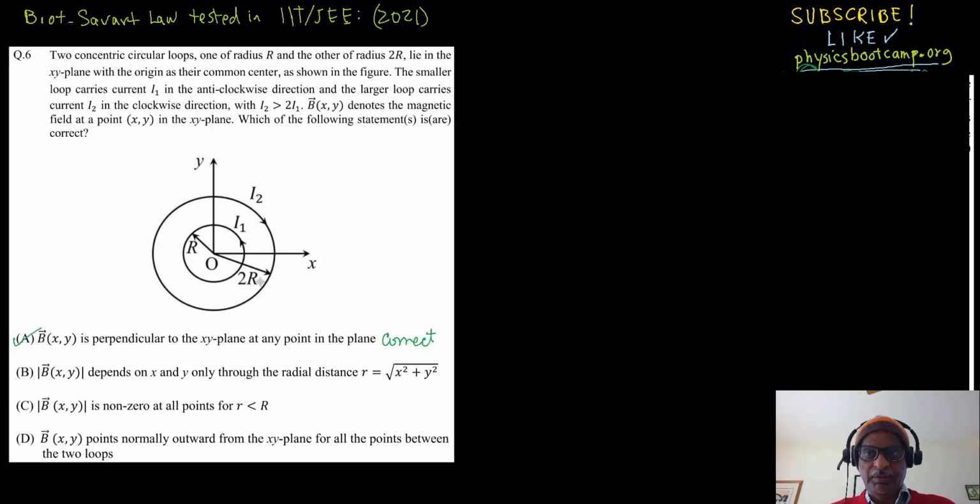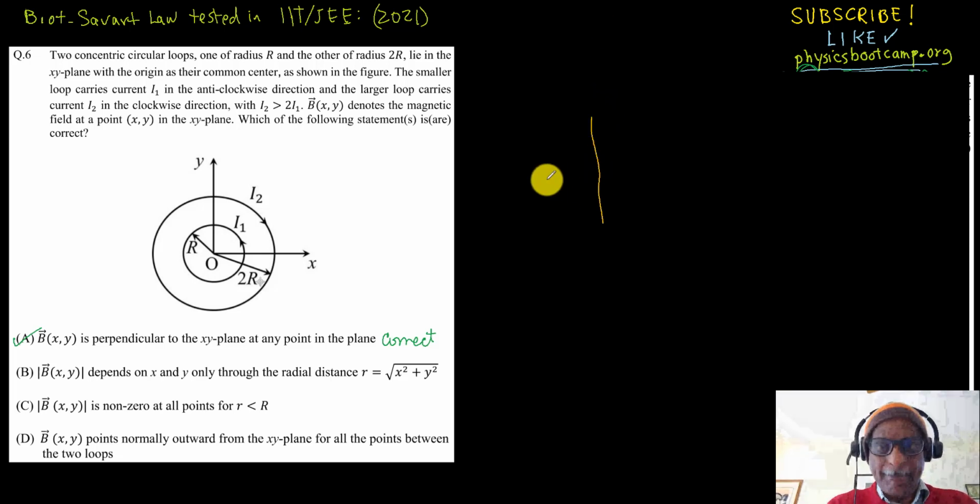Okay, so to do B, you can go and set up a Biot-Savart expression, but let's look at something a little bit differently. So let's look at one of these.